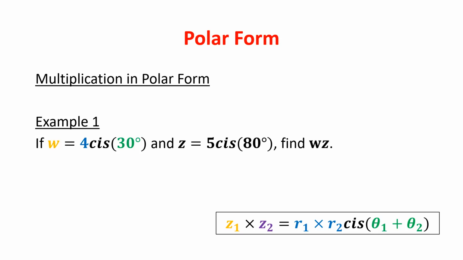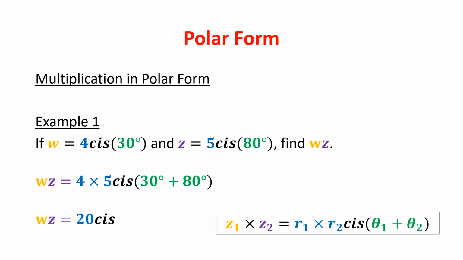So here's the rule, and let's work out, if we have our first complex number, W, is 4 cis 30, and our second complex number is called Z, 5 cis 80 degrees. We want to work out what is W times Z. So to work out W times Z, we multiply the two moduli, 4 times 5. We write down cis, and then we add the two arguments, θ1 plus θ2. So 4 times 5 is 20, cis, and 30 degrees plus 80 degrees is 110 degrees. Our final answer is 20 cis 110 degrees.